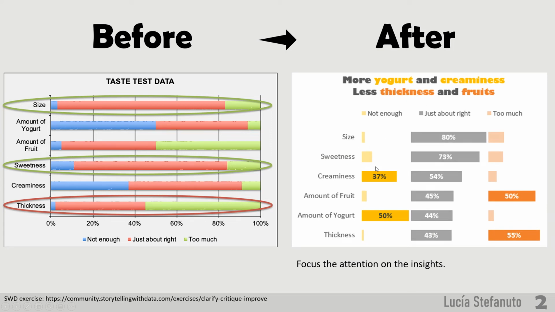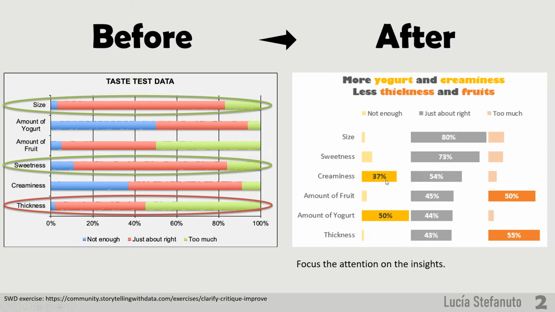So if we distribute the columns separately, and in the middle we have the just about right labels, we can easily understand what each column is. It's easier for our brain to just read in order instead of looking at the reference down below. It's easy to see that size and sweetness are the best in just about right. If not enough, creaminess and amount of yogurt.